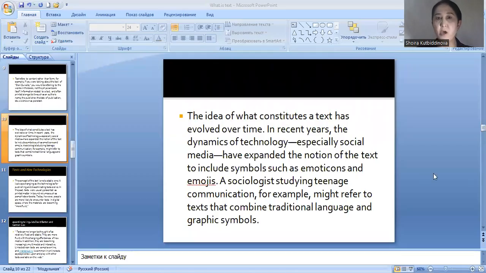So the idea of what constitutes a text has evolved over time. In recent years, the dynamic of technology, especially social media, has expanded the notion of the text to include symbols such as emoticons and emojis. A sociologist studying teenage communication, for example, might refer to texts that combine traditional language and graphic symbols.